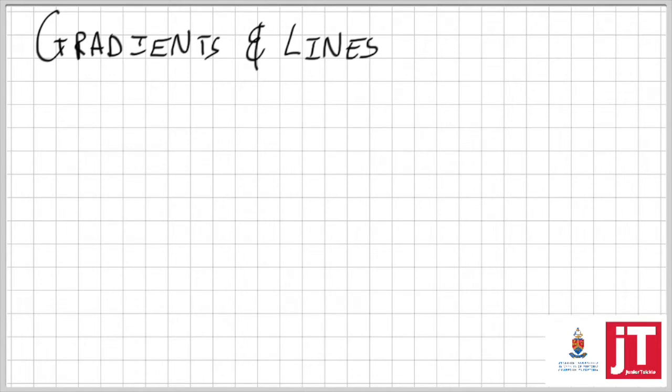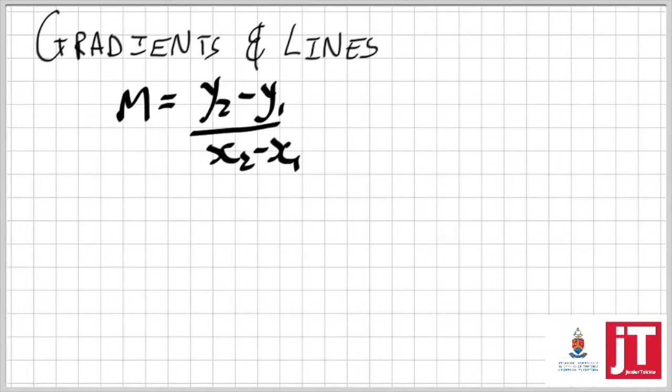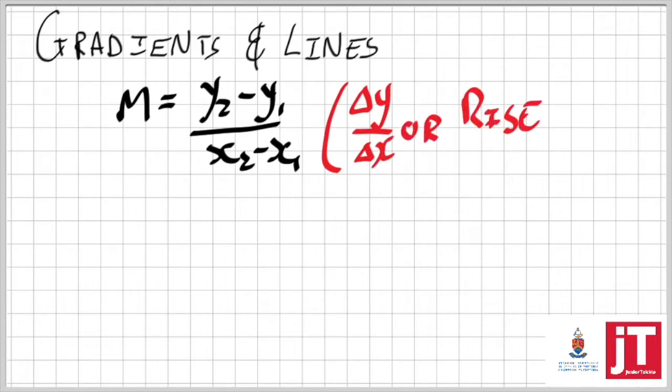When we're talking about gradients, I hope you know that the formula is y2 minus y1 over x2 minus x1, and this is equal to m. Some of you also know that it is delta y over delta x, or some of you might even recognize the formula as rise over run. They are all exactly the same formula.